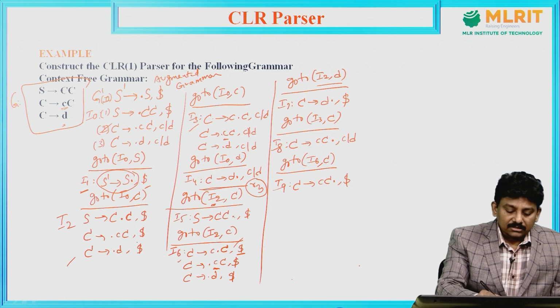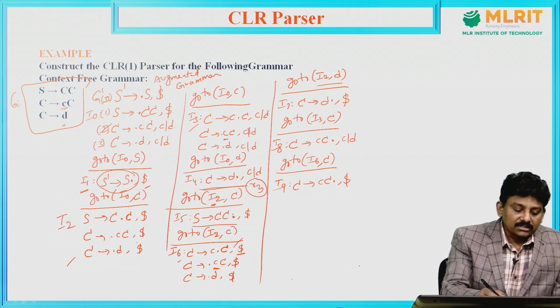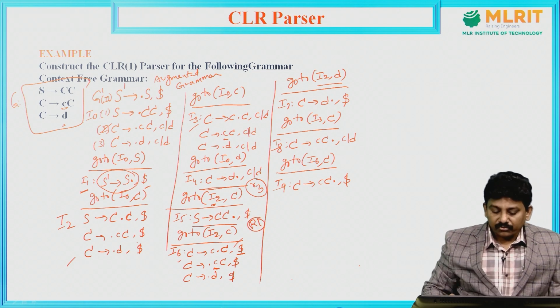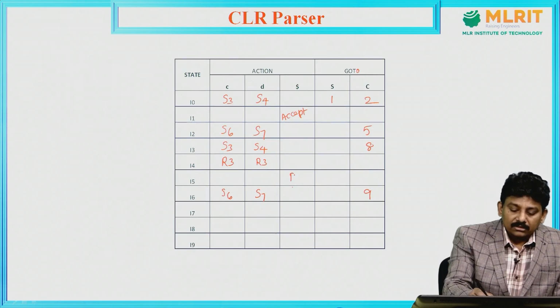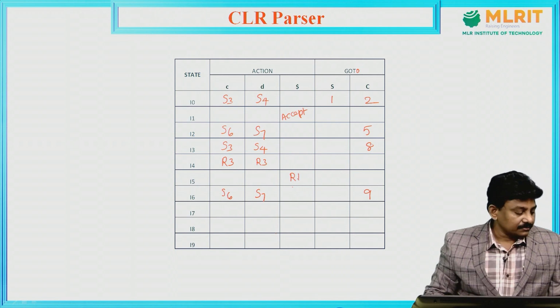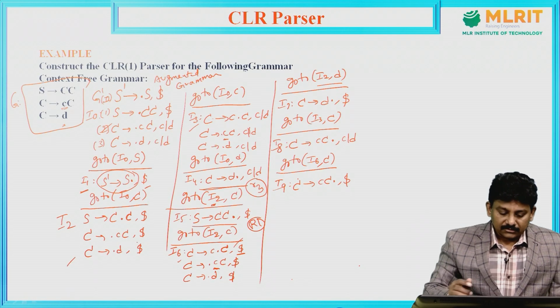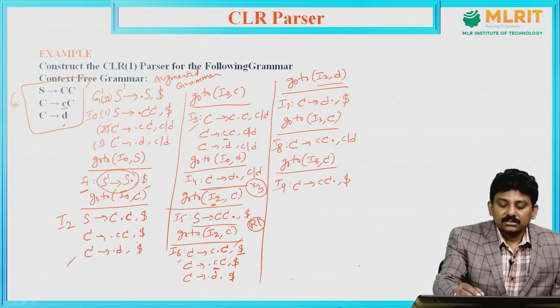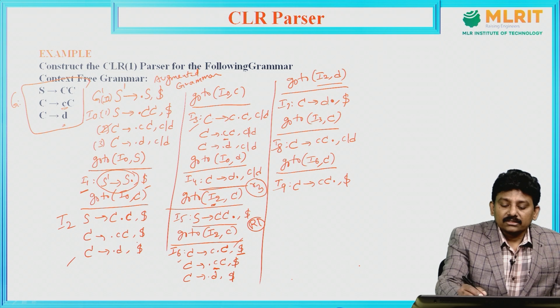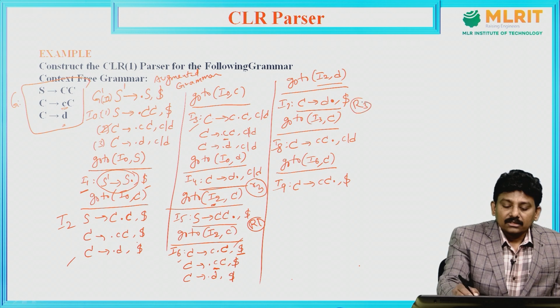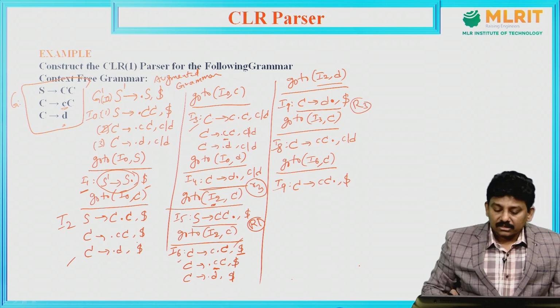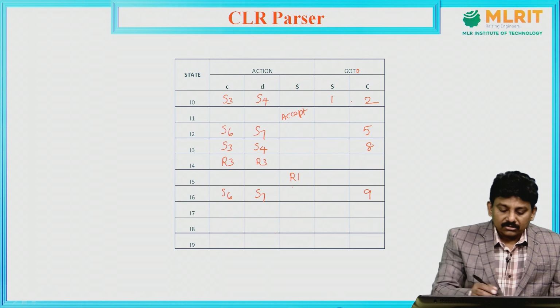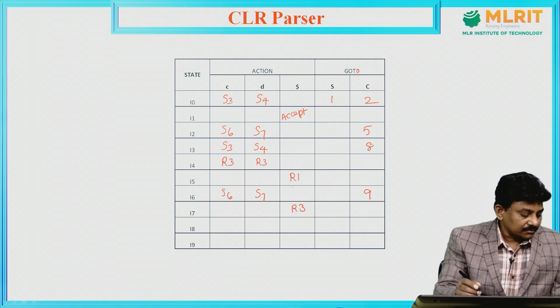reduction by rule number 3. Next, the dot is at the end of the RHS. Row 5, the rule is S derives CC, rule number 1. We need to write rule number 1 under dollar in row 5. Next, the dot is not there at the end of the RHS in I6. In I7 the dot is at the end of the RHS, rule C derives D, R3. In I7 row 7 under dollar write R3.